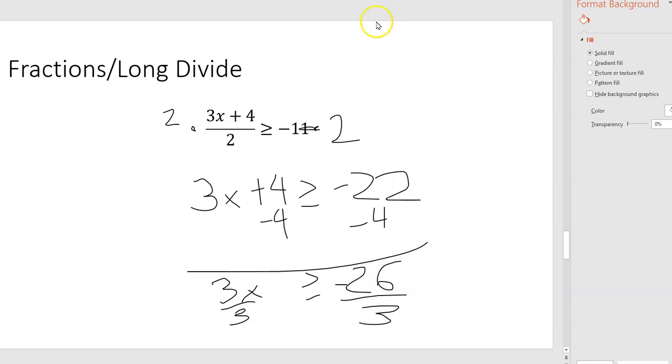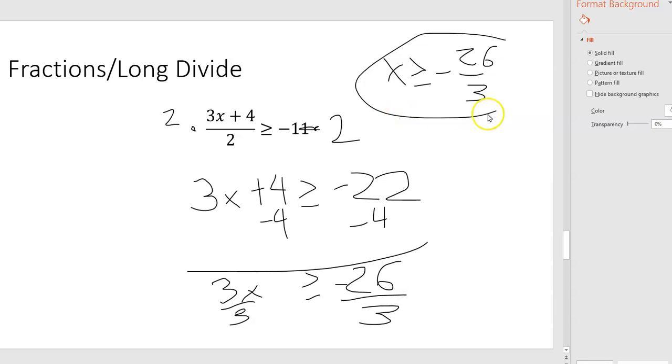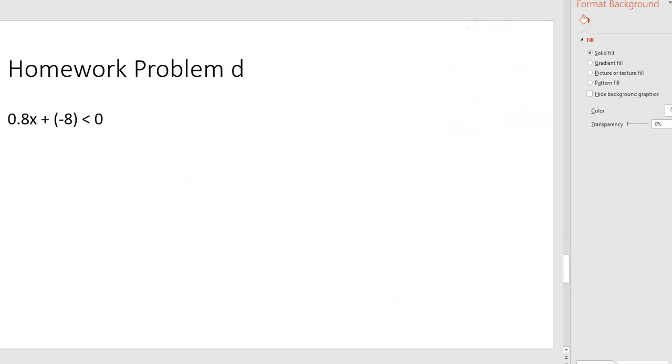And that is fine. The better answer we're working towards is improper fractions. You can just leave it as negative 26/3. You do not have to make that a decimal. If you make it a decimal, it's not wrong, but we like the fraction better.